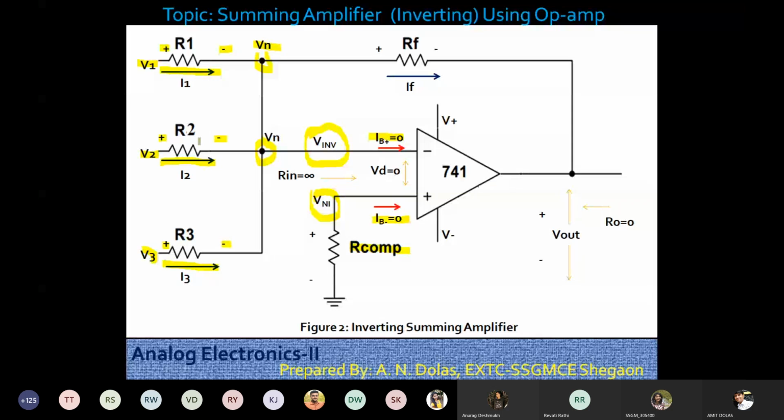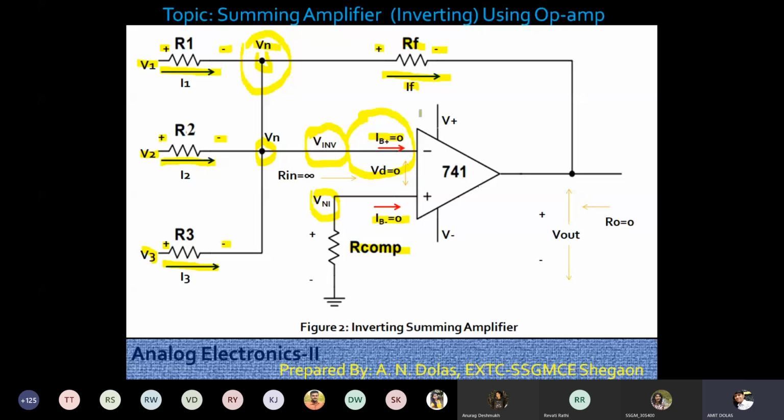And these three currents will be added at node Vn, and no current passes into the inverting terminal of the op-amp. This IB minus will be 0. Therefore, the complete current, that is the addition of I1, I2 and I3, will pass through resistance RF, which will develop a voltage across it with the given polarity: left hand side positive, right hand side negative. I have given the label IF to that.